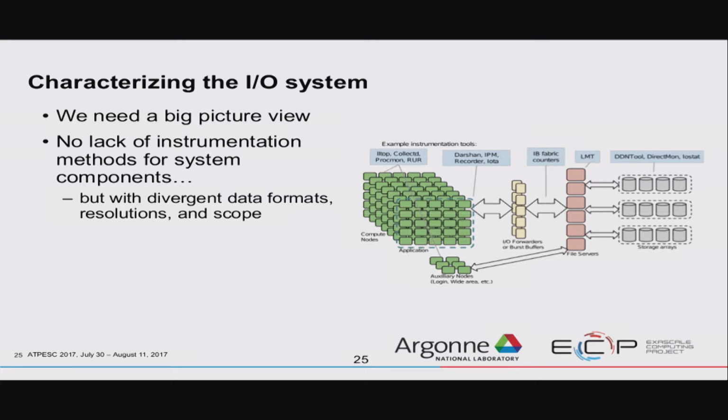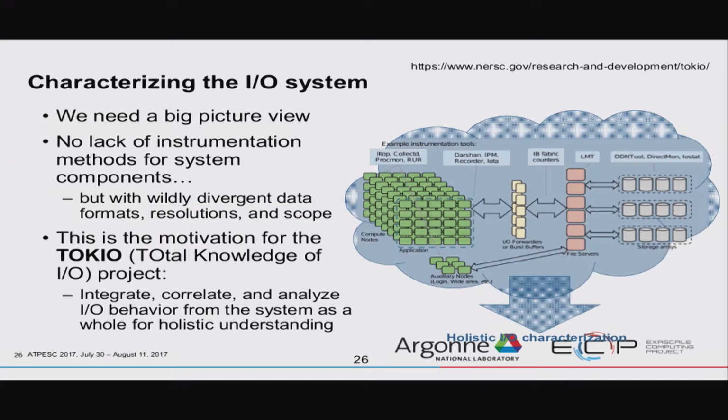And the good news is all the parts of the storage system that we've talked about today have instrumentation. The bad news is they're all different. It's all different file formats, different data collection mechanisms. So what we're doing right now is working on a project called Tokyo that will try to combine all these things into one big picture view.